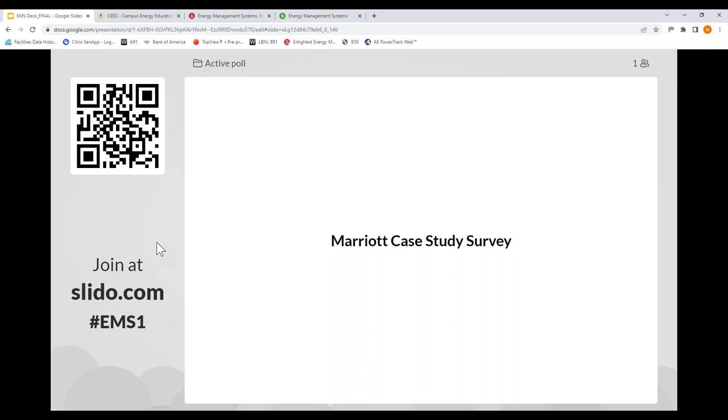and it aligns with what I was saying earlier about the UC Davis EMS system, and that they created a process around it also to be successful.